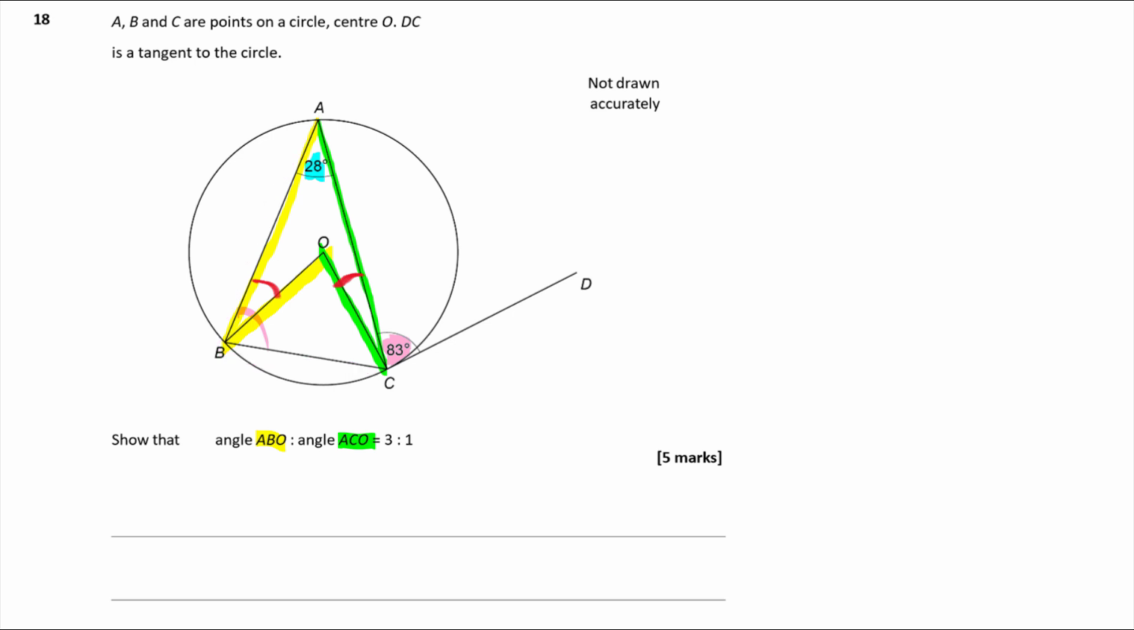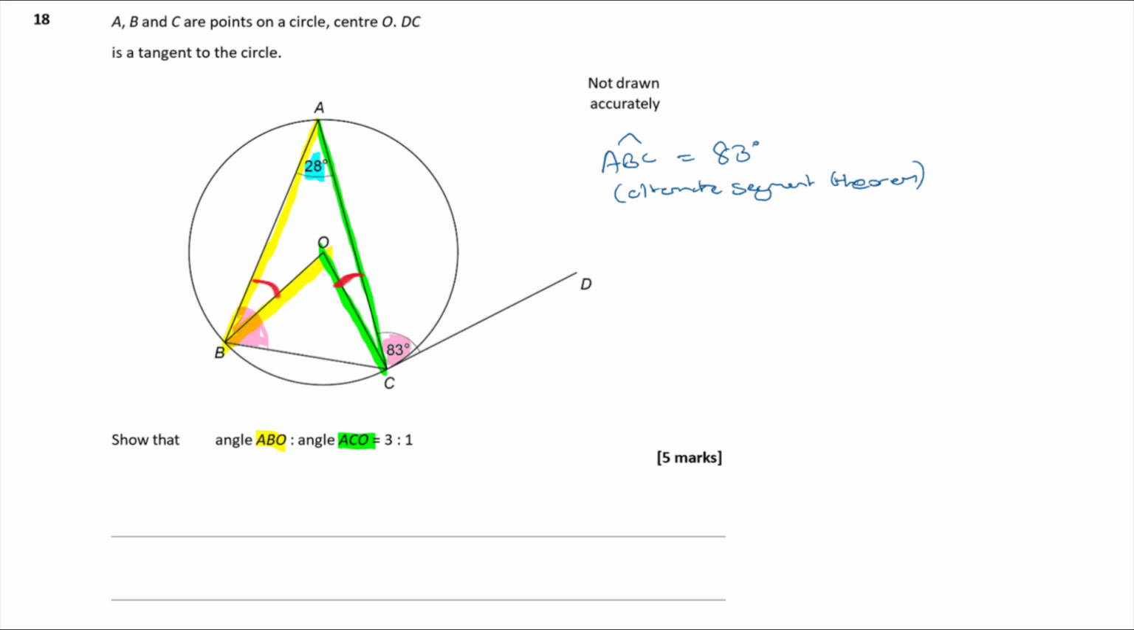So that angle there is 83. So we know that angle ABC is equal to 83 degrees, and the reason for that is the alternate segment theorem. Now, this is a show that question, so you need to give reasons for your statements. You can't just find angles, you've got to give reasons as well if you're going to get all these marks. So I know that angle ABC is 83.